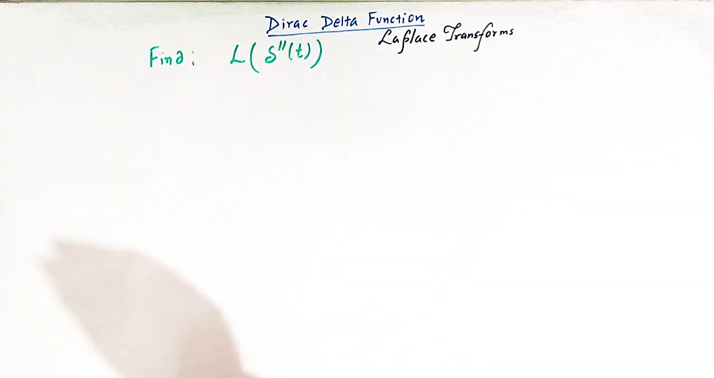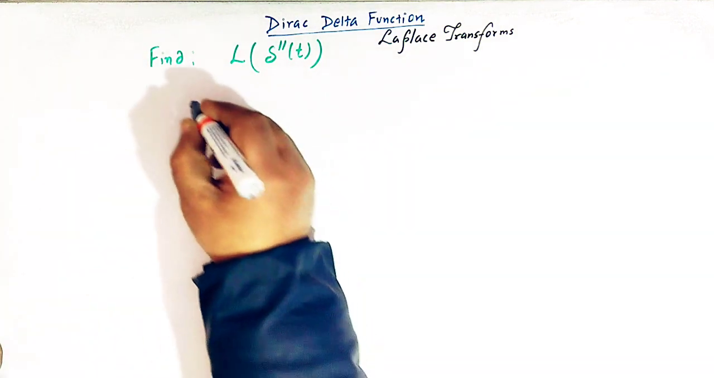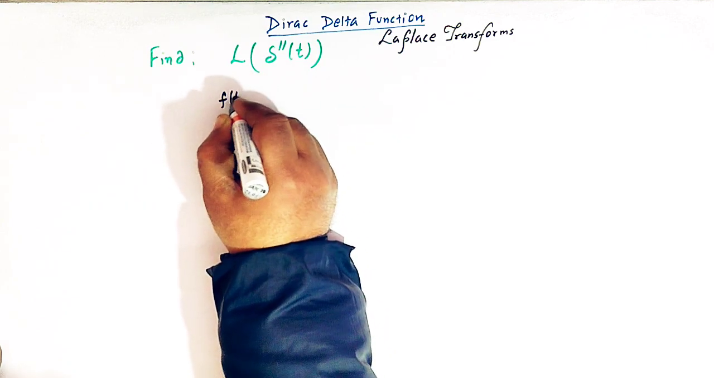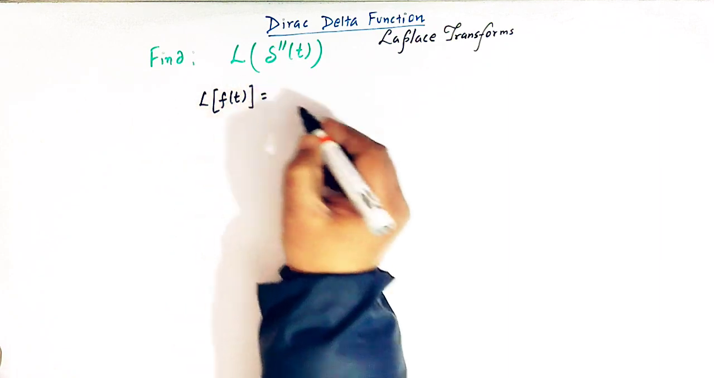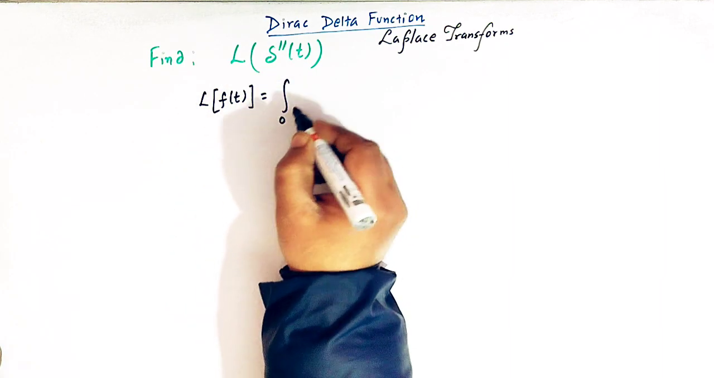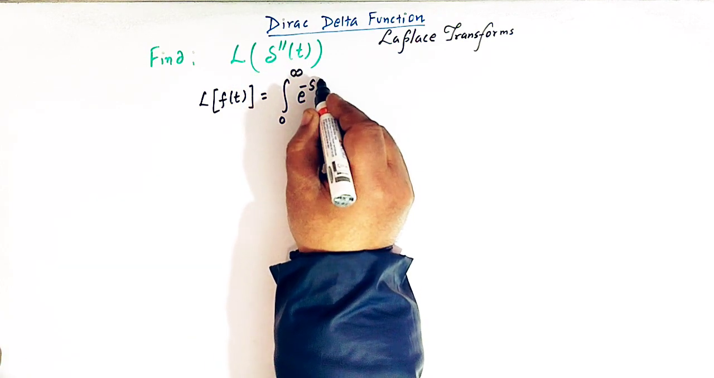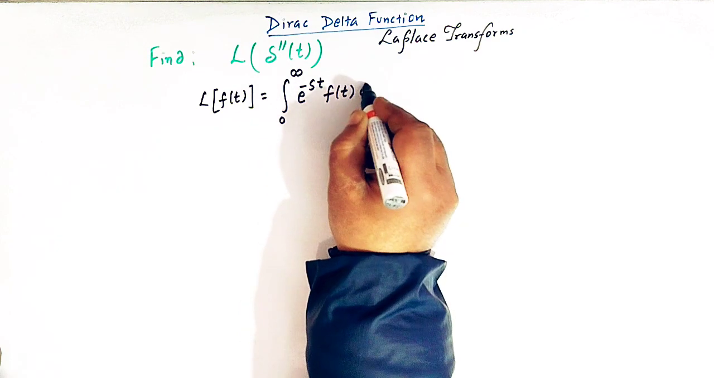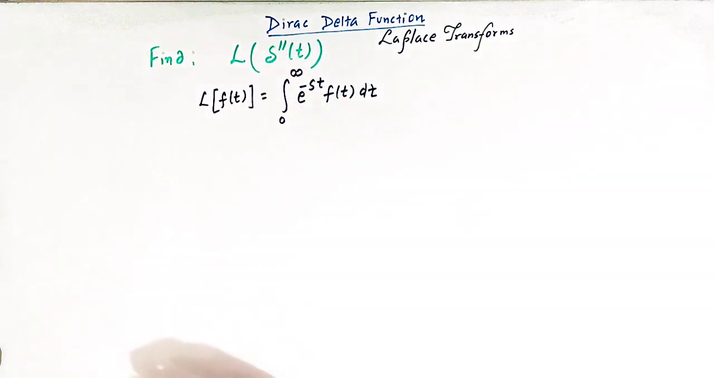So let us first take the definition of Laplace transform of a function. Suppose we have a function, say f of t, and the Laplace transform of this function f of t is defined by this integral, that is 0 to infinity e raised to minus s times t and f of t dt, where s is a parameter which may be a real number or complex number.